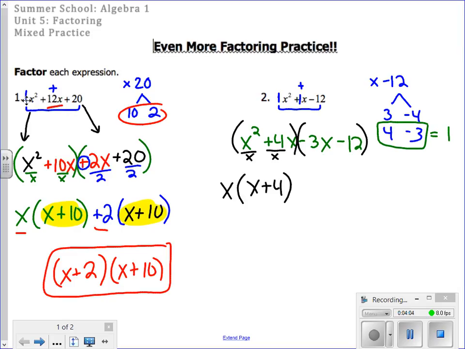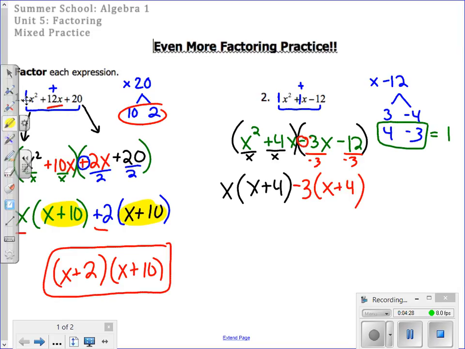The GCF for the second group has to be negative because that term is negative. And it's going to have a negative 3. When I divide by negative 3, not negative 3x, negative divided by negative here is going to be a positive x. Negative 12 divided by negative 3 is positive 4. That is a good thing for us.